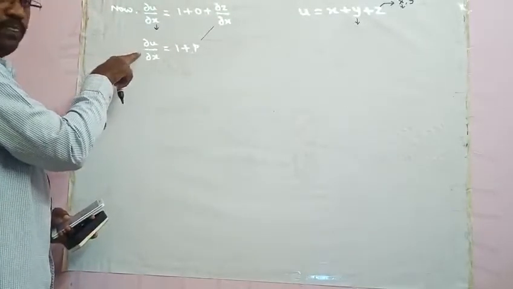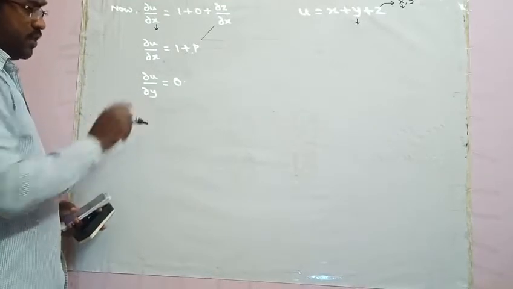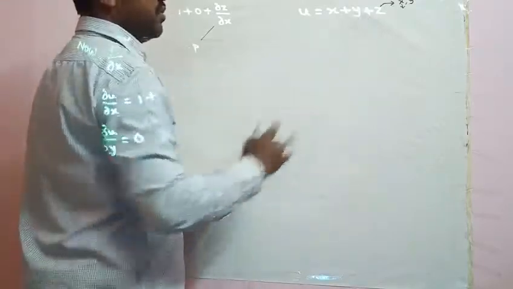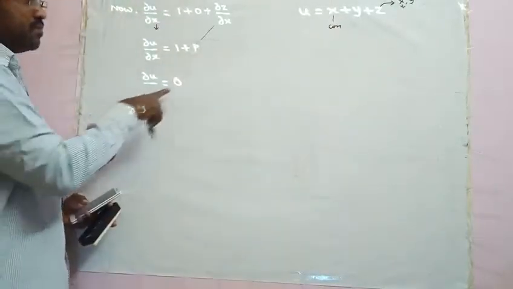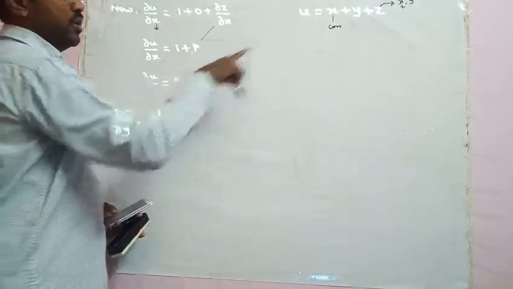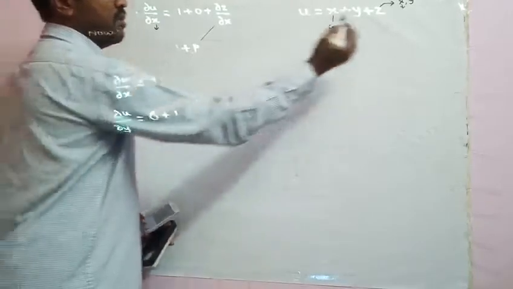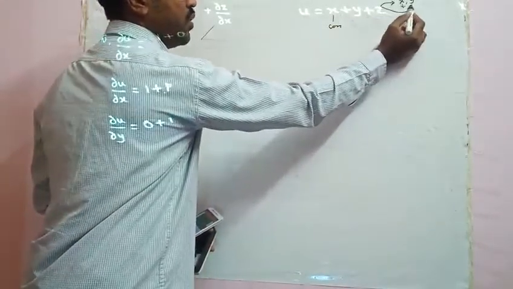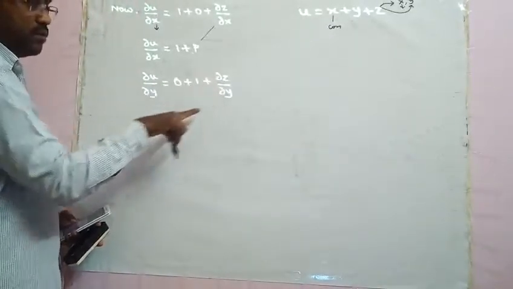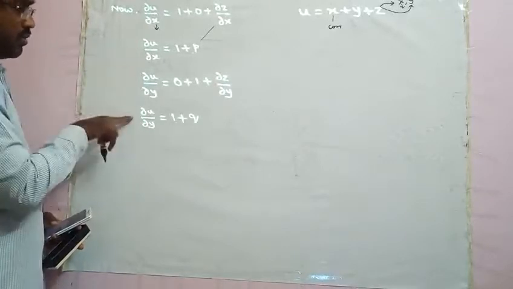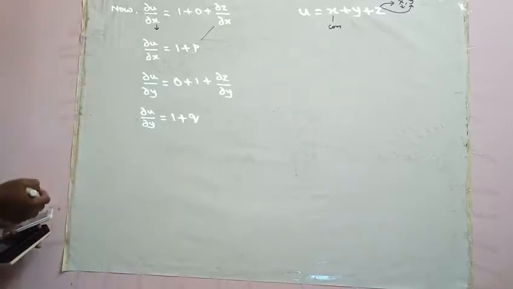Now let us find dou u by dou y. Since we are differentiating with respect to y, x is constant. Differentiation of x will be 0, plus differentiation of y with respect to y will be 1, plus differentiation of z with respect to y, which is dou z by dou y. We can take this dou z by dou y as q. So we got the two derivatives of u with respect to x and y. Now similarly we differentiate v.